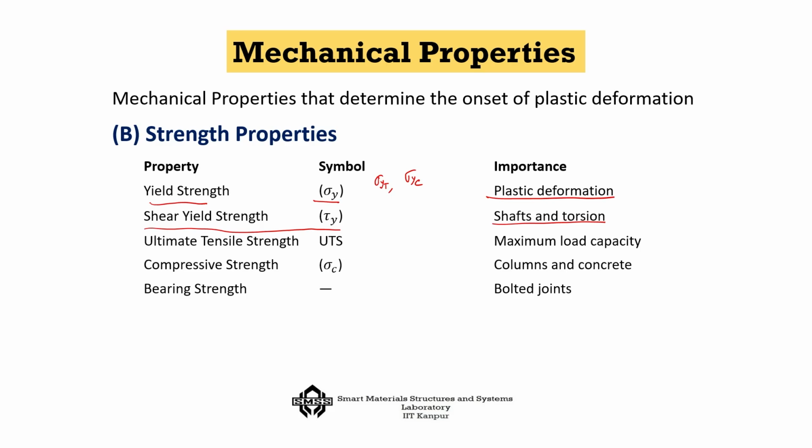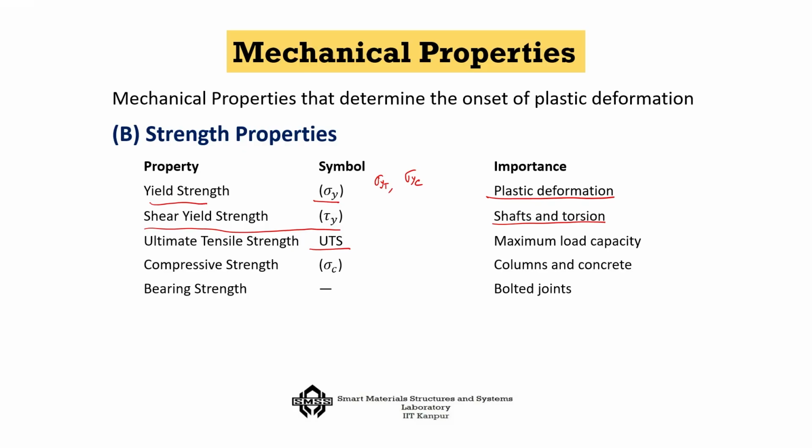Then of course, there is the ultimate tensile strength. As I told you, beyond plastic deformation finally the failure happens. It is not that the failure happens exactly when you cross the yield strength, but a little more than that, in the plastic deformation domain. So there the ultimate tensile strength is important for us, to know how much maximum it can tolerate.